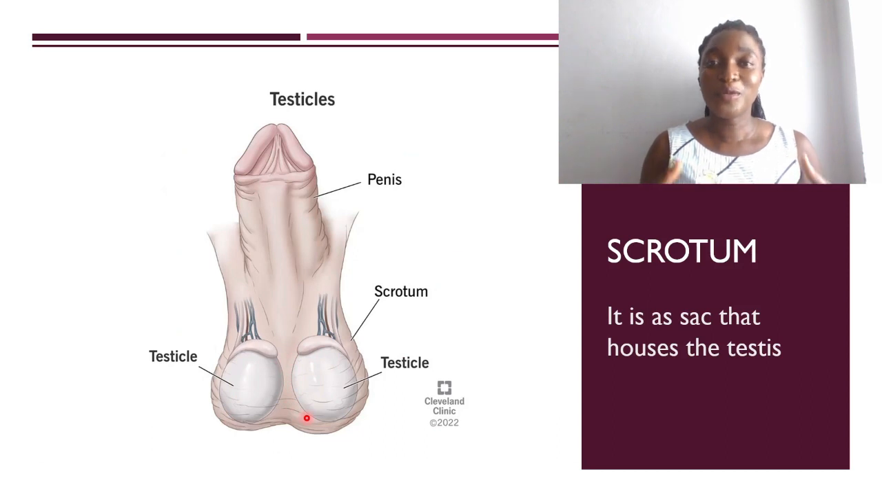So the very first from the bottom, we have the scrotum. It's also referred to as the scrotal sac. So this is a sac, and like any other sac, it's used to contain or hold or house the testes in this instance. The testes is referring to these two balls. So it is found in the scrotum.